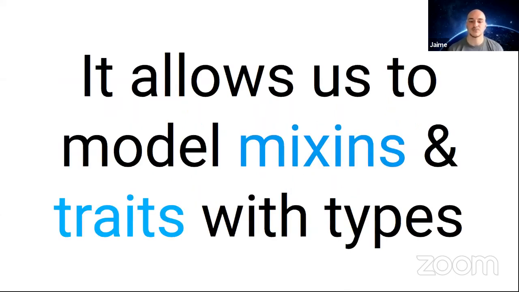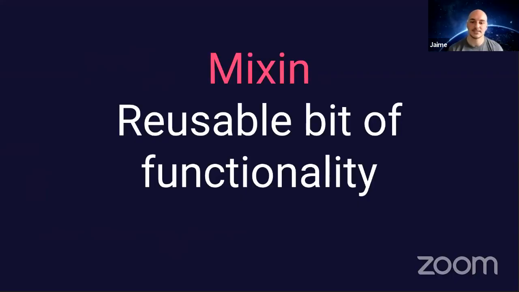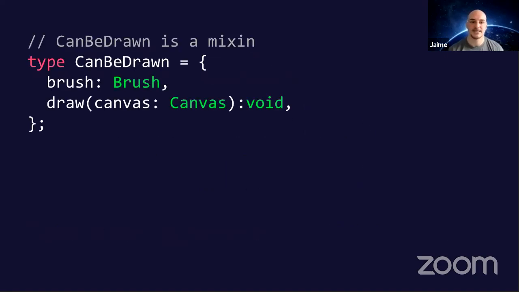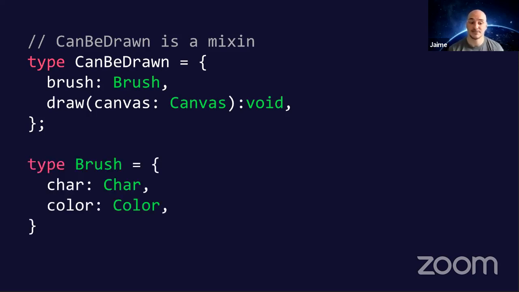Intersection types allow us to model mixins and traits with types. These are patterns that are common in JavaScript, and the type system in TypeScript allows us to model it with intersection types. A mixin, if you're not familiar, is a reusable bit of functionality that can be applied to existing objects and classes. In this case, can be drawn is a mixin. You create this type and this object or function that can apply a common functionality to many things within your application. And a brush, for instance, could be a character and a color if you're implementing a multi-user dungeon like we're going to do right now.